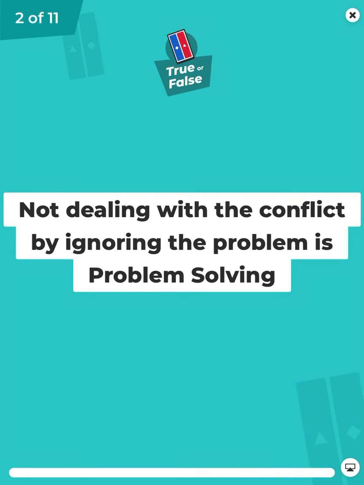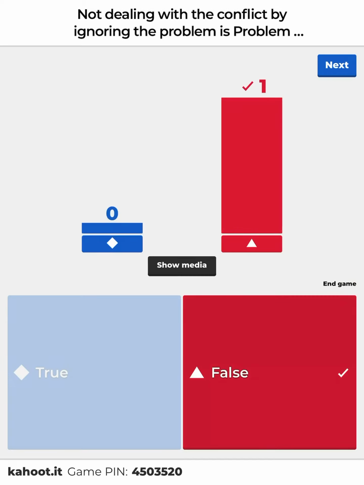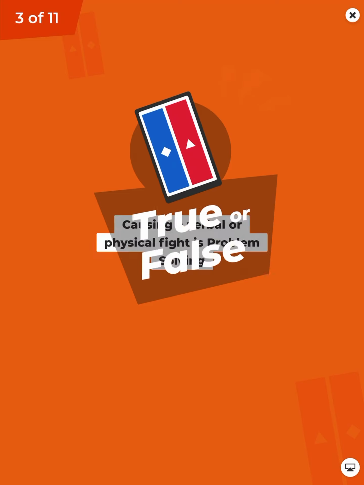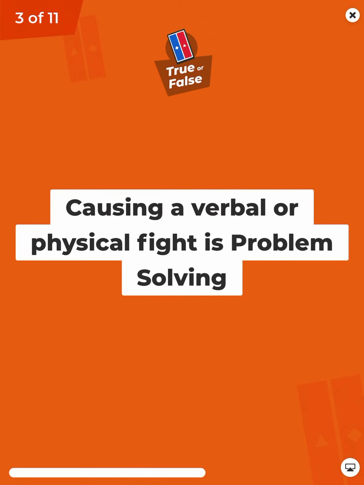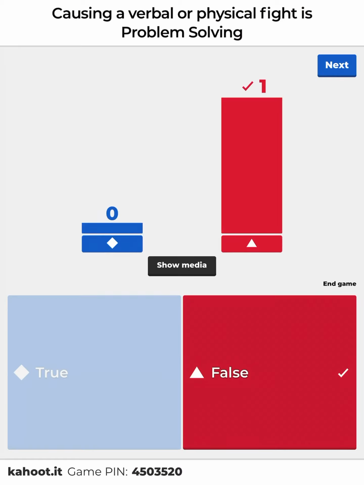Not dealing with the conflict by ignoring the problem is problem solving. Correct, false. Causing a verbal or physical fight is problem solving. Correct, the answer is false.